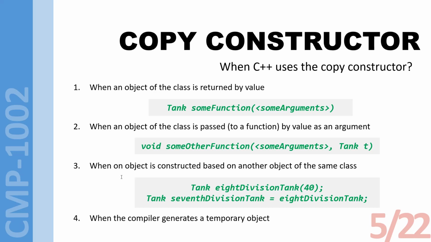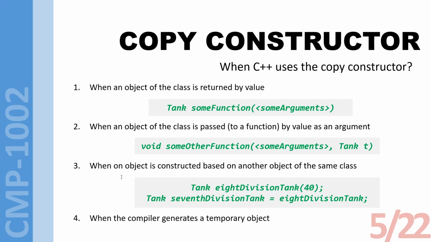Void some other function, some arguments we don't care, but at the end one of the arguments is an object of the same class. Then the copy constructor is being called. Third, when an object is constructed based on another object of the same class. So I have this tank, 8th division tank 40. I have made a regular object. Then I am making another regular object called 7th division tank, but instead of saying 7th division tank open parenthesis some number, I'm just saying tank 7th division tank equals 8th division tank.